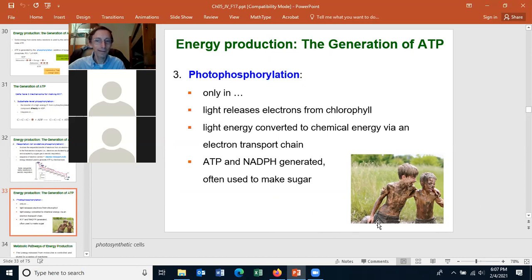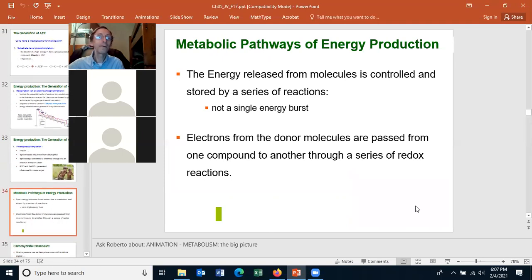They're obviously photosynthetic. Why do you think they're so muddy? All right, any questions? No. All right. That was a joke about the boys being photosynthetic, by the way.